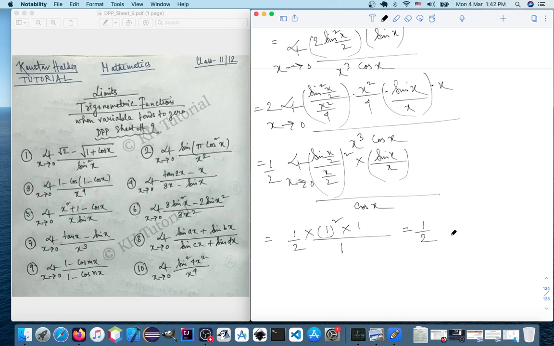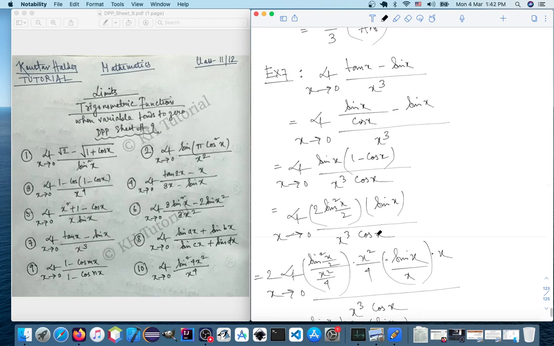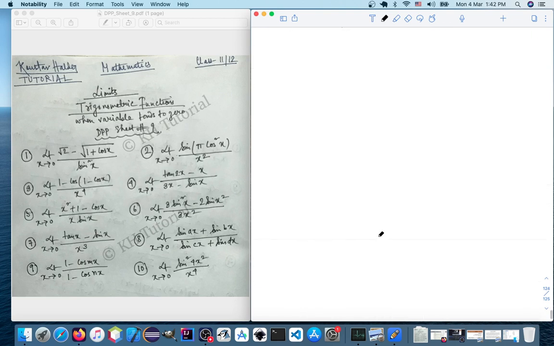This is half. So the answer is half. Let's see the next problem.